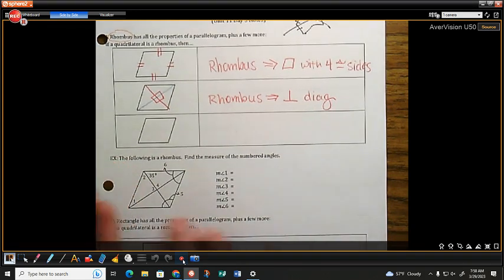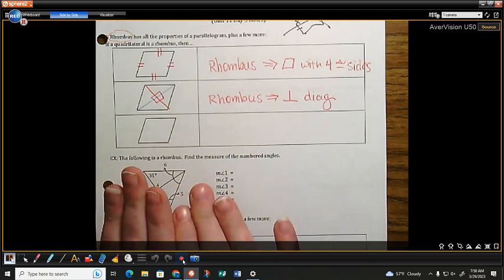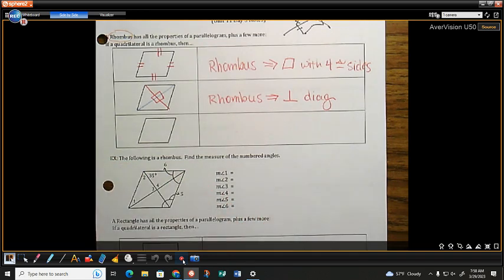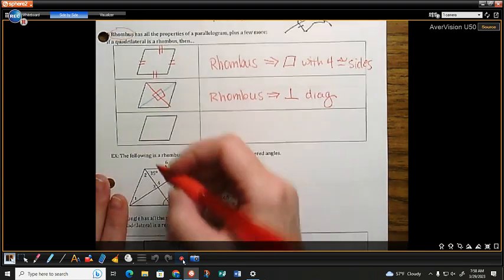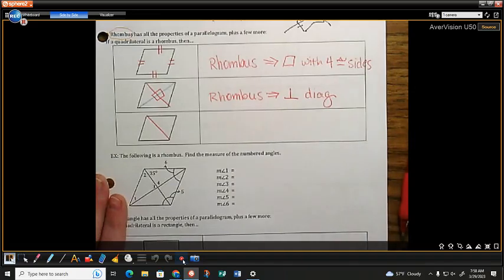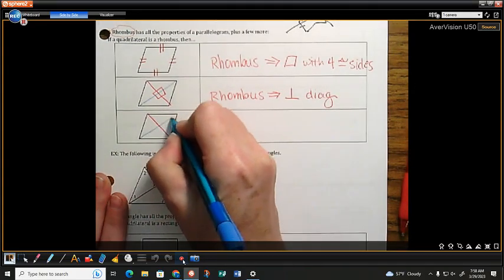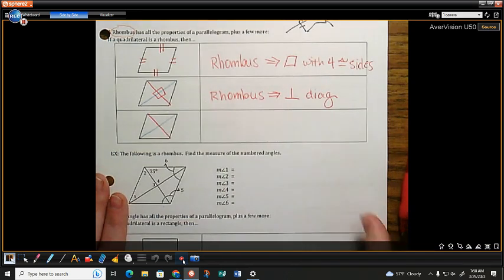Now, I'm going to play a game on here. I don't want you to write anything down that I'm doing, because it's going to be a mess on your sheet. But I'm going to put some stuff down. I'm going to redraw these diagonals. And okay, what do I know about these diagonals in this rhombus? They're bisecting each other. They're perpendicular to each other.